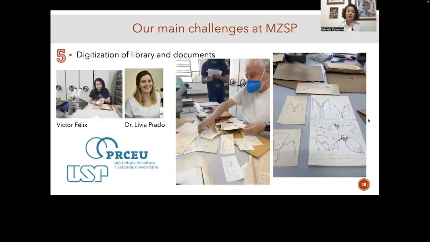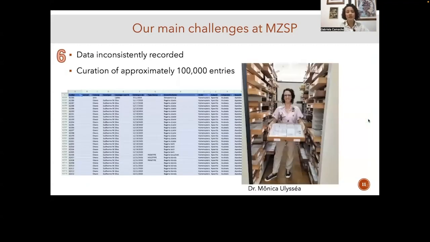Something that is also important is working on the digitization of our library and the documents. We have a very big library associated with the Hymenoptera collection. So Victor and Livia are working on a very cool project that we just submitted to the university to fund the digitization of this memory of the collection, right? Field notes from former curators, original drawings from publications that are stored here. So we want to make that available too, not only the specimens, but also all the documents associated with them.